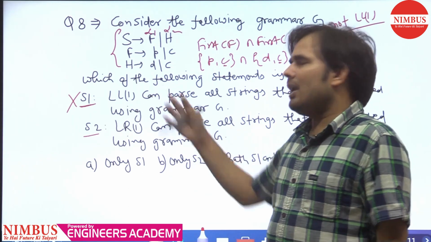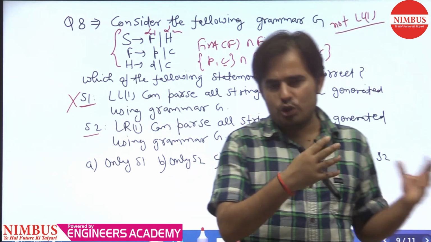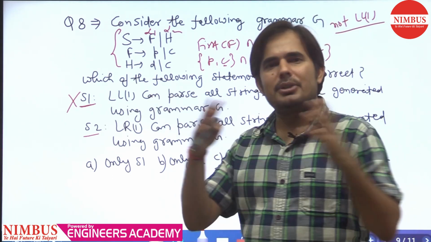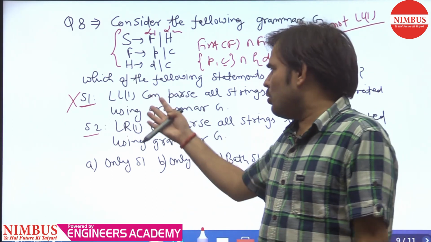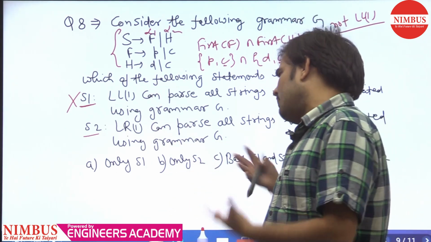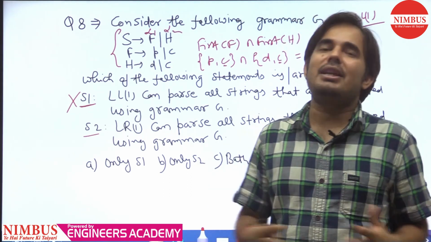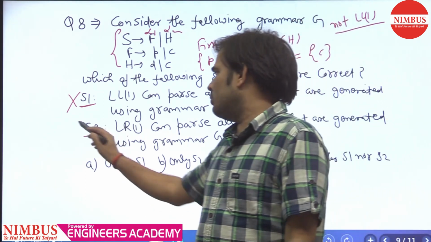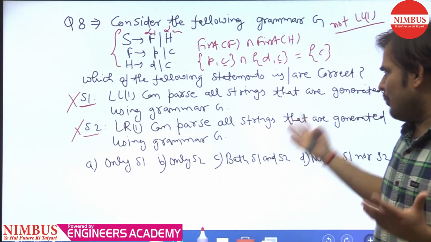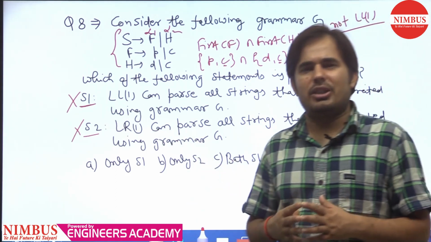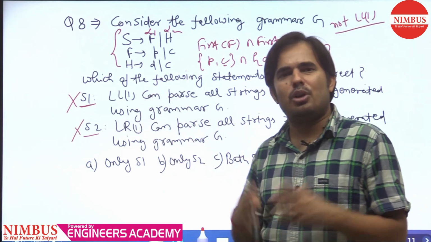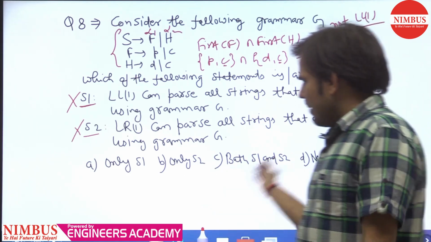S2: जब ये LL1 ही नहीं है, as we saw in the previous question, जैसा हमने previous question में देखा था कि LL1 is a subset of all the bottom up parsers. So when it is not LL1, then how will it be LR1? जब LL1 ही नहीं है तो LR1 कैसे हो जाएगी? So this is also a wrong statement. LR1 can parse all these strings? How can it parse all these strings when the grammar is not LL1? अब हम लोग पढ़ लेते हैं.